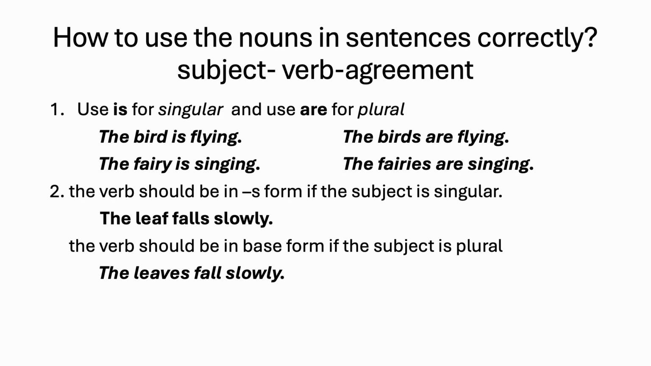Number 2, the verb should be in s form if the subject is singular. For example, the leaf falls slowly. How about if the noun is plural? If the noun is plural, the verb should be in the base form. For example, the leaves fall slowly.